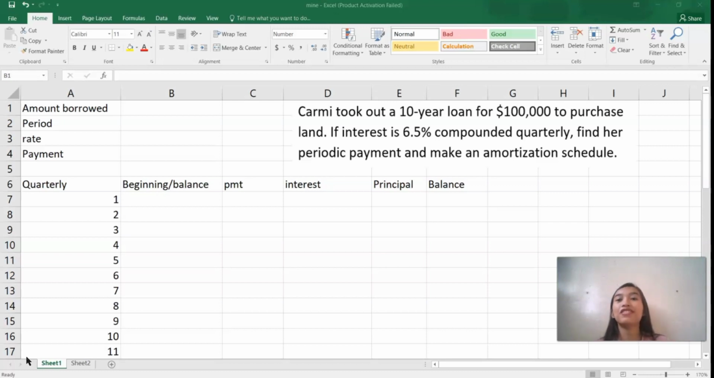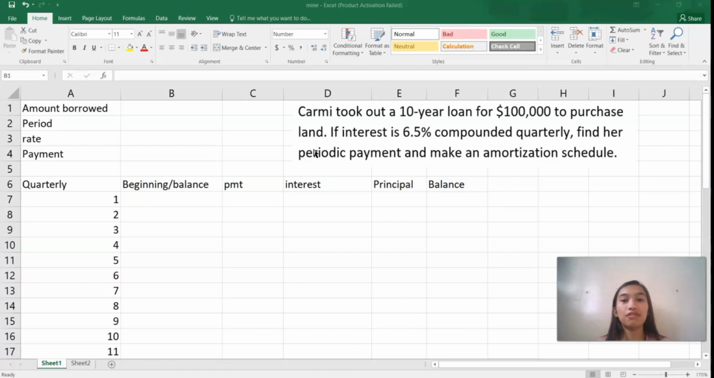using Microsoft Excel. Alright, so we know that amortization method is a method of paying a loan in an installment basis. Alright, so first let's have our example. So our example is Carmi took out a 10-year loan for $100,000 to purchase land. If interest is 6.5% compounded quarterly, find her periodic payment and make an amortization schedule.